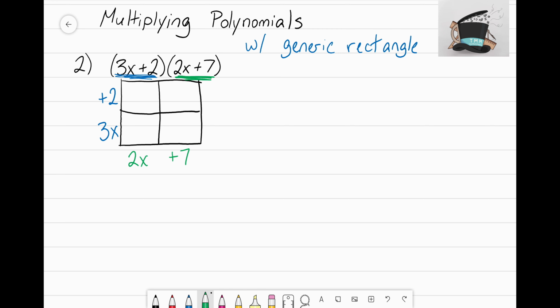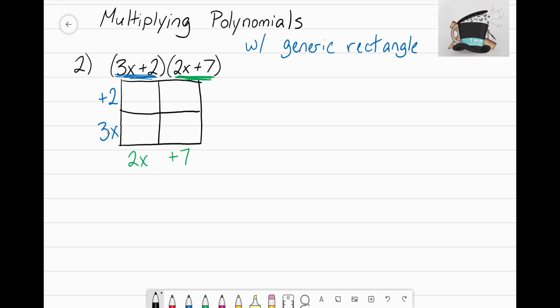All right, so now I have the terms on either side. I just need to fill out my generic rectangle. How we fill this out is we take each of these terms on either side of the space. So let's start with the bottom left space. To get the term that will be inside here, I need to take the left term, 3x, and the bottom term, 2x. These are the sides of my box here. I'm going to take those two terms and multiply them.